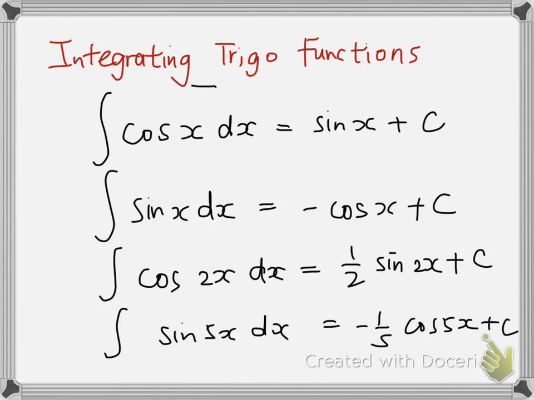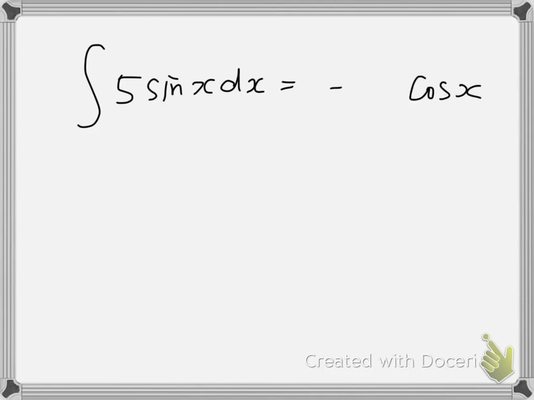How about 5 sine x dx? Again, the 5 has nothing to do with that. You are only integrating sine. So when you integrate sine, what do you get? You get negative cosine x, right? And then the 5 just remains. And we're done. So you're not doing square. Integrate sine square, no. Not doing that. So that's it.